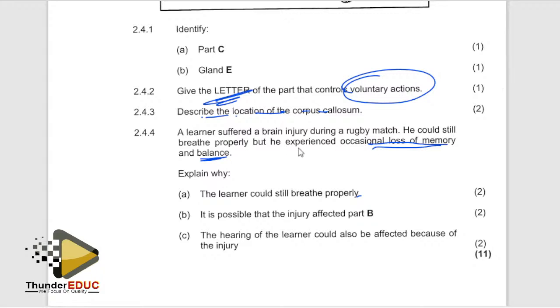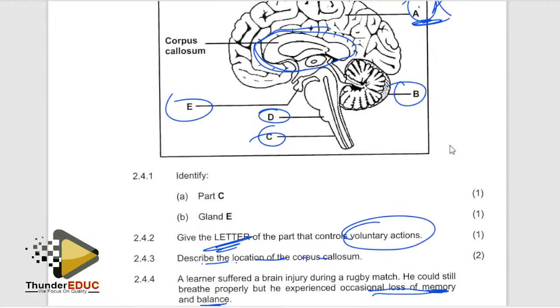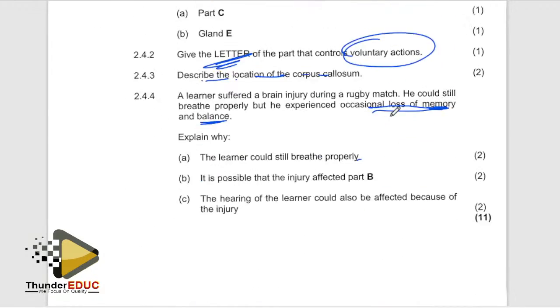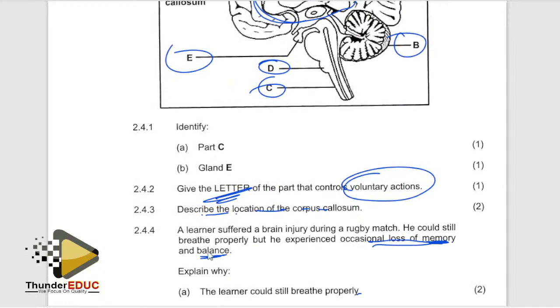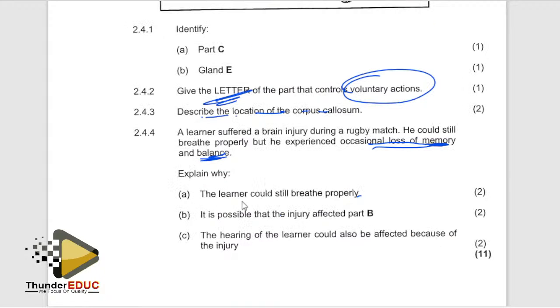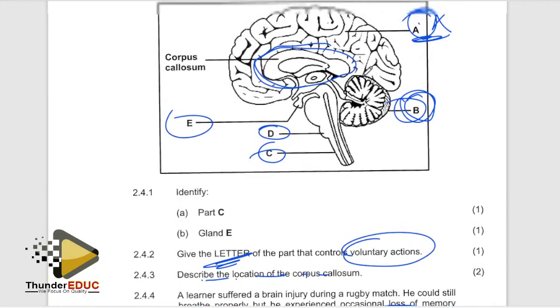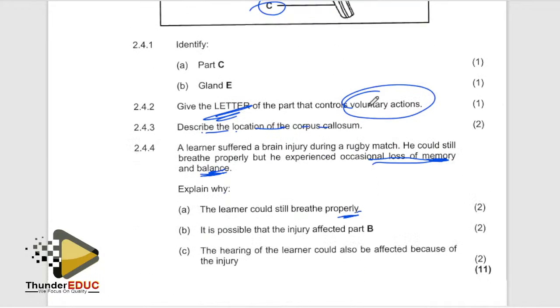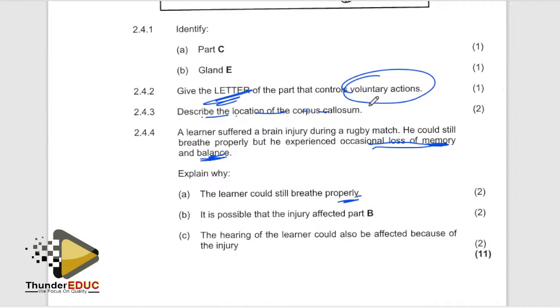Look, they are saying occasional loss of memory and balance. What does it mean by memory? It means that it is this part A which is being damaged. And then what does it mean with the balance? It is the cerebellum. So they are saying, explain why the learner could still breathe properly, because this is not controlled by these parts. No, it's controlled by the medulla oblongata, meaning that the medulla oblongata was still working properly or fine.